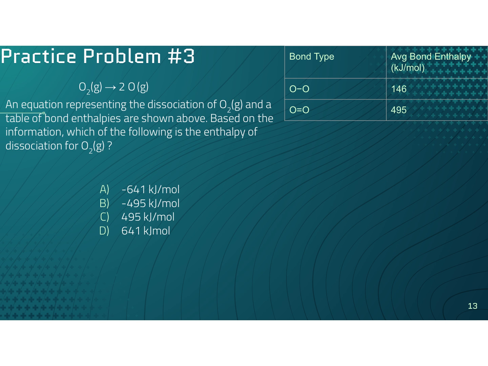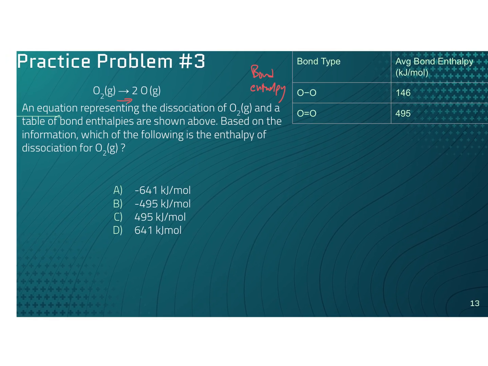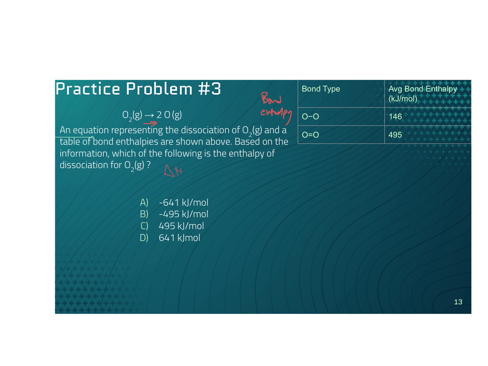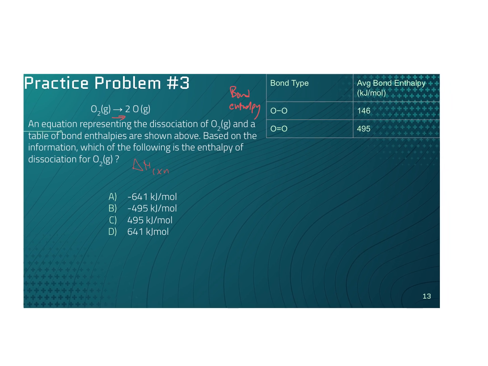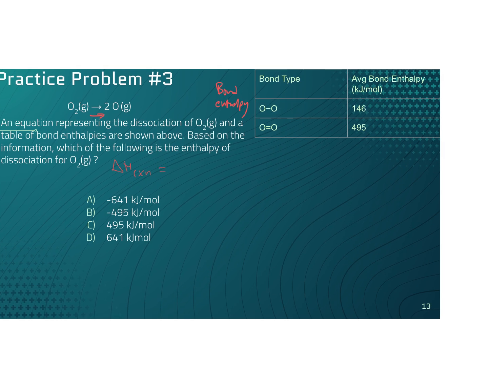And so let's take this example here where we have the reaction of O2 going to 2 O. We're given a table of bond enthalpies over here to the right. And we're told to figure out the enthalpy of dissociation of O2, or in other words, delta H of the reaction. We've got to remember that the equation here is the sum of delta H of what's broken minus the sum of delta H of what is formed.